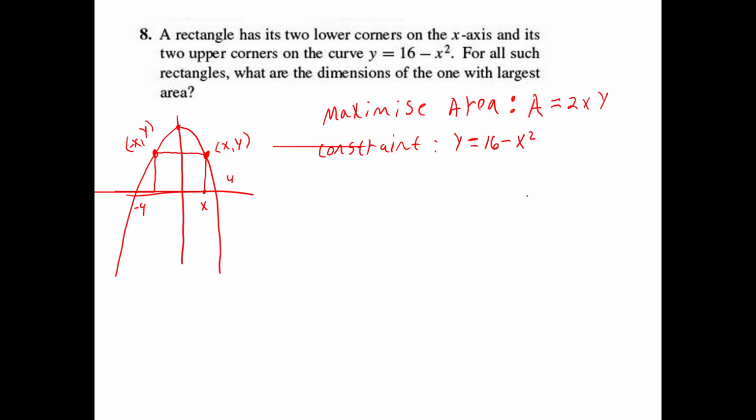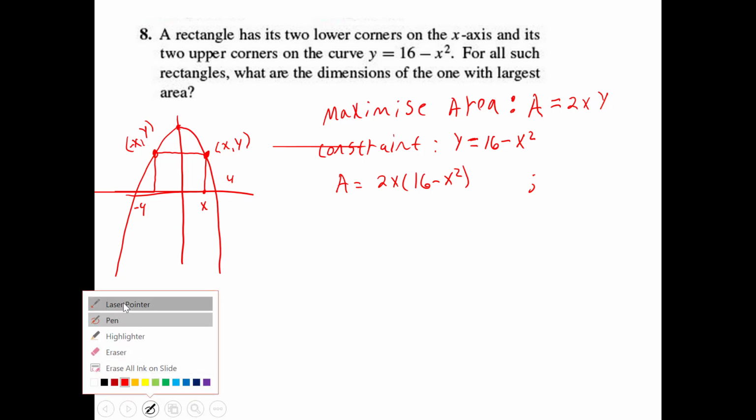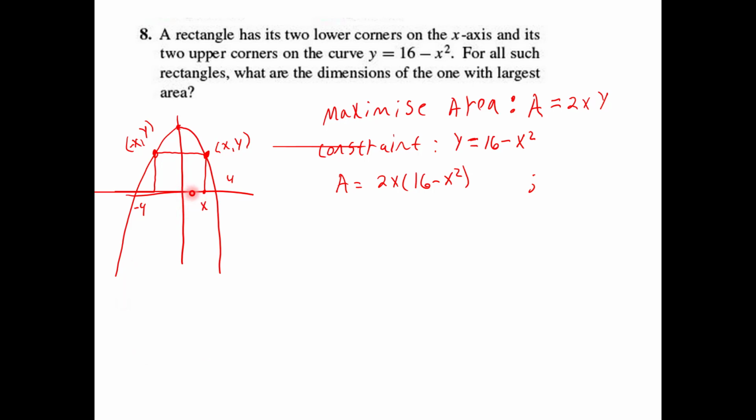So then we can substitute and write our area as a function of x: 2x times 16 minus x squared. And you should also ask yourself, over what interval? Remember, we first started at 0. It doesn't make any sense to start over here. We should start at 0 and move over to the right.